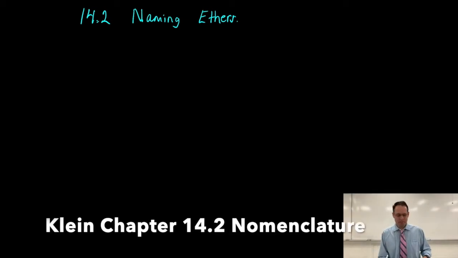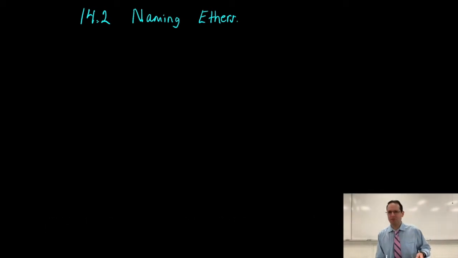Section 2 in Chapter 14 of the Klein Organic Chemistry 2nd edition textbook talks about naming ethers. Now there's two different ways to name ethers, and generally professors will ask you to provide an acceptable name for an ether. If it's a very simple ether, you can name it as a common name, and if it's something more complicated, you're going to have to name it systematically. So I'll take you through the process here.